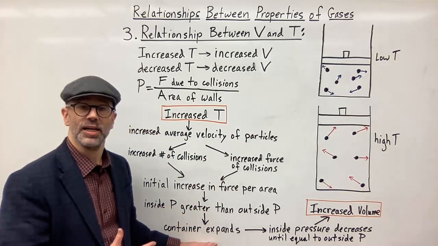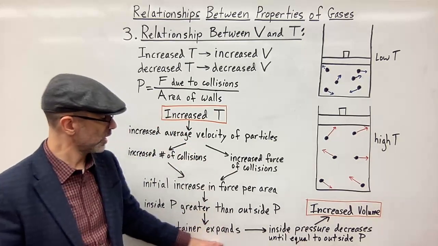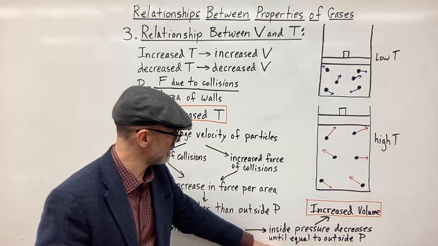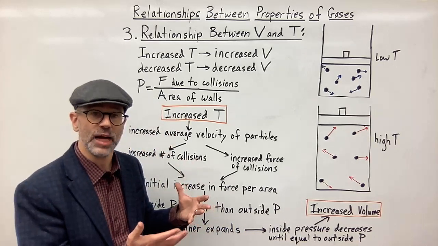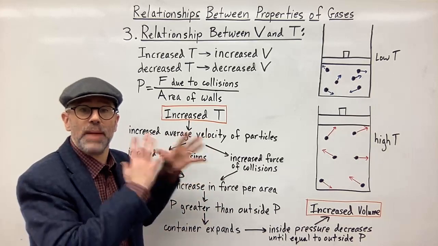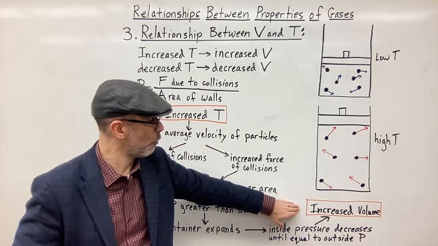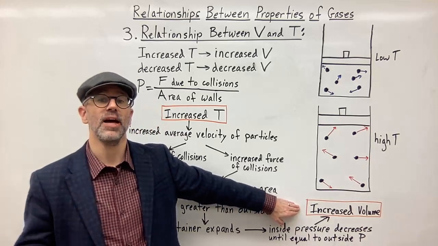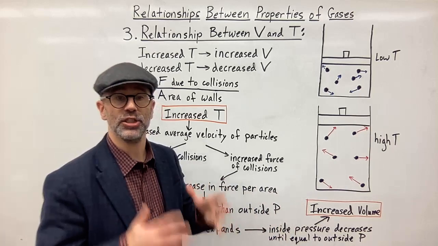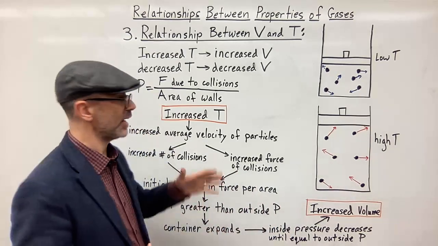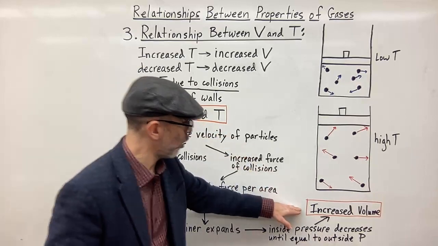It's going to cause the container to expand, in a manner of speaking. And then therefore the inside pressure is going to decrease until it's equal to the outside pressure again. So now the pressure is back to where it was, constant. And in order to do that, that means the volume increased. So the volume had to increase to get the pressure to stay the same. So that is how temperature and volume are related.